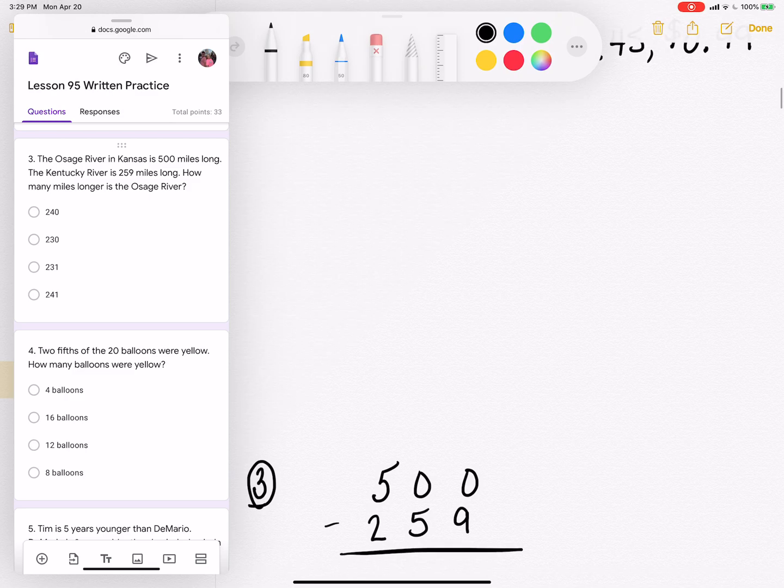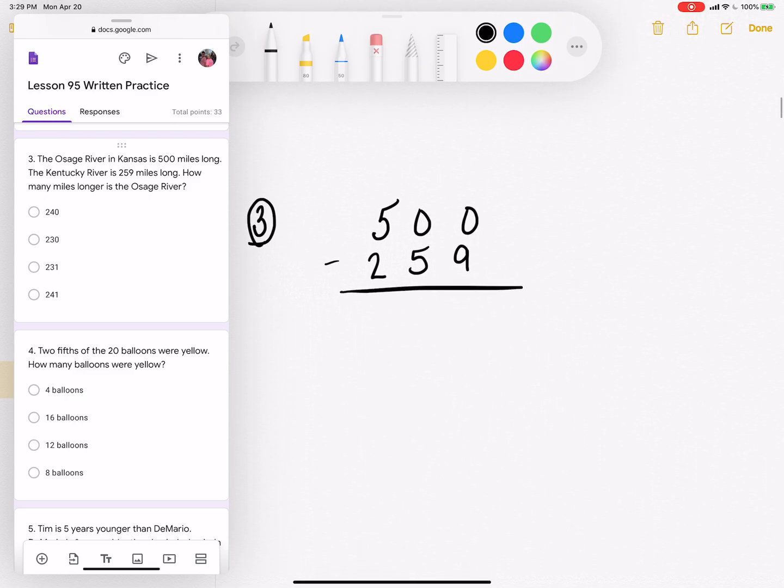3, the Osage River in Kansas is 500 miles long. The Kentucky River is 259 miles long. How many miles longer is the Osage River? So we borrow. 50 becomes 49. This 0 becomes a 10. 10 minus 9 is 1. 9 minus 5 is 4. 4 minus 2 is 2. 241 miles longer.